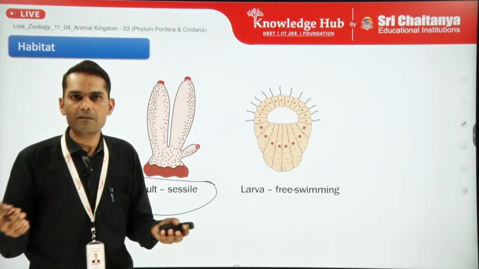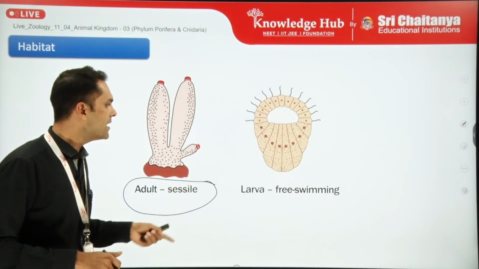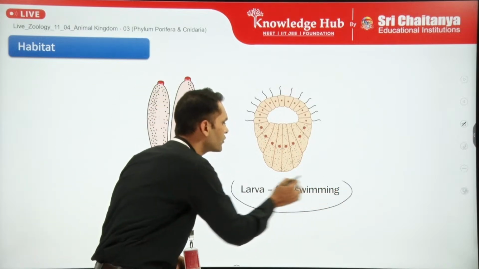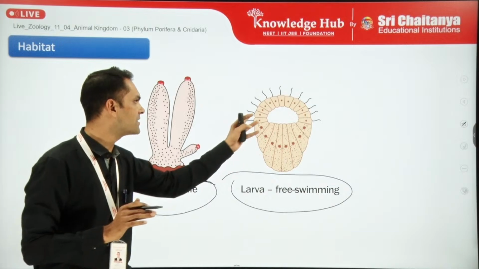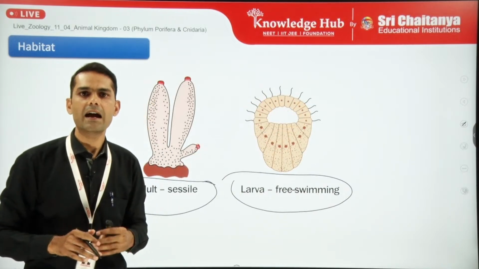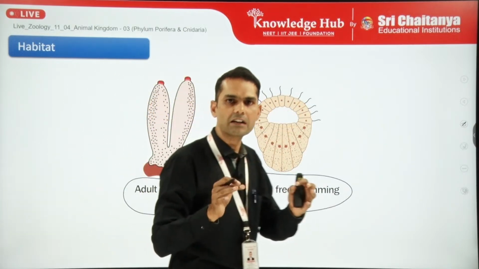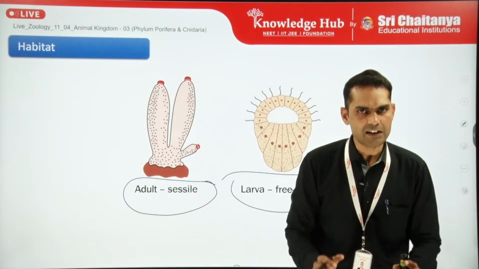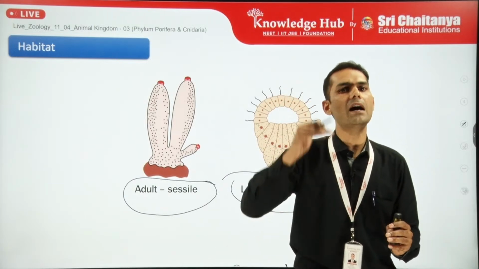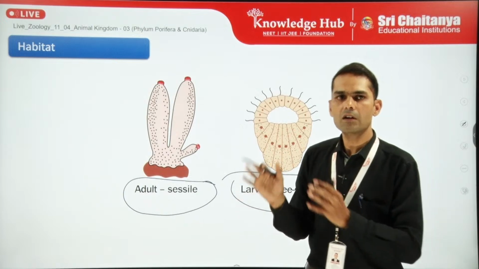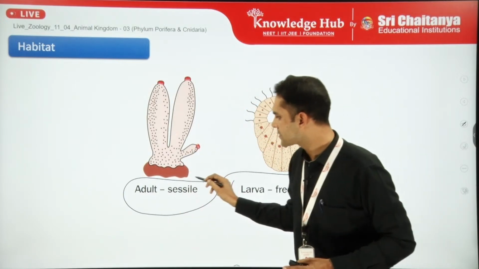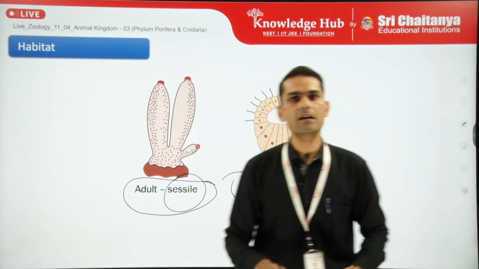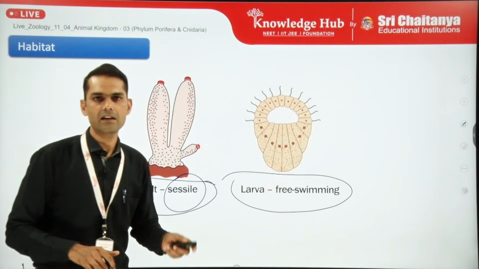Whereas in the free living or free swimming stage, you can see that the larva freely swims due to the presence of flagellated cells, and when it finds a suitable substratum, it gets attached to that and develops into the adult organism. So that's how we can see that there are two habits. Mostly the adults are sessile and the larvae are free floating or freely swimming.